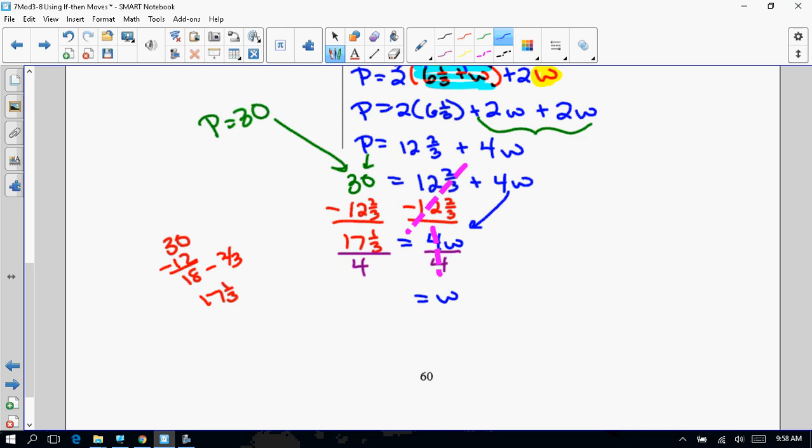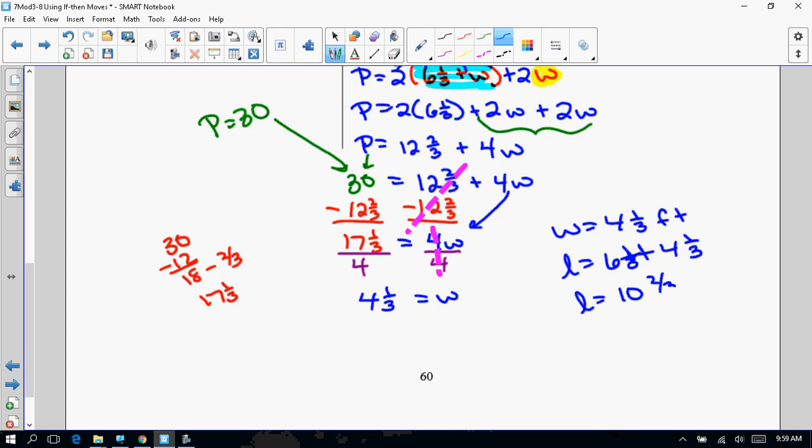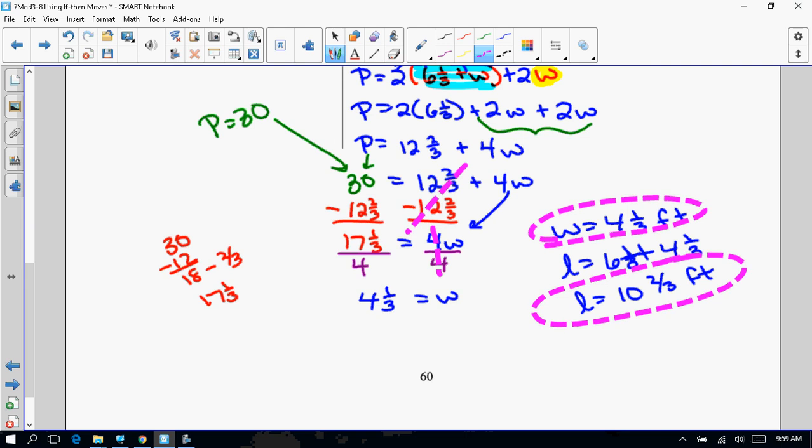17 1/3 divided by 4. I'm going to be nice, I'm going to do the math for you. It is 4 1/3. All right, so if width is 4 1/3, what is length? Well, length is 6 1/3 plus 4 1/3. Well, 6 plus 4 is 10. 1/3 plus 1/3 is 2/3 feet. And there are the dimensions of your puppy's pen area.